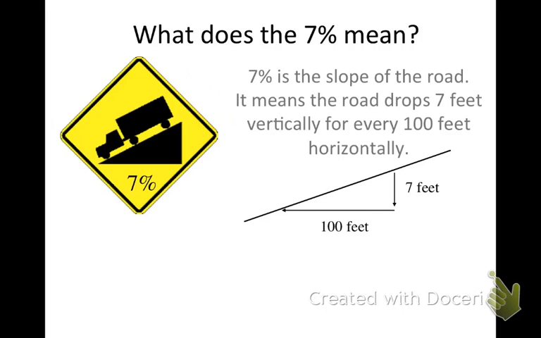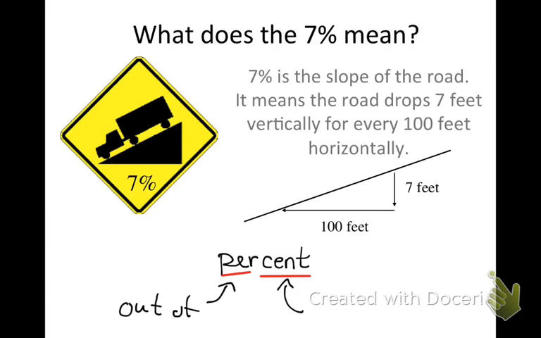Now, when we think of this, you see the percent sign, and percent, it's spelled P-E-R-C-E-N-T. I guess you probably know how to spell it. And if we broke that word down into its root meanings, per means out of, and cent means 100. So 7% means literally 7 out of 100.